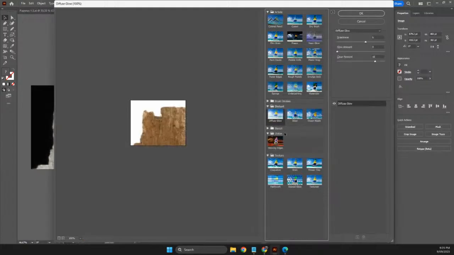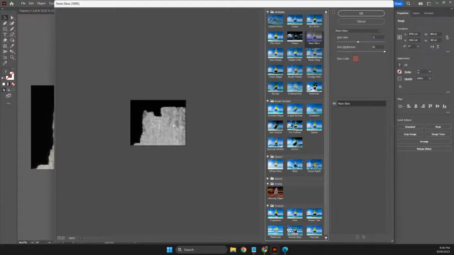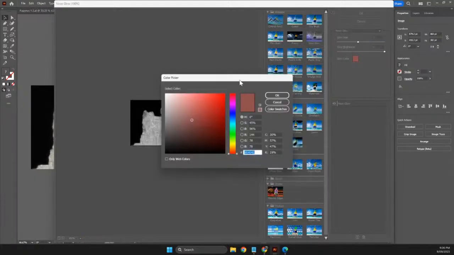Okay, distort. Brush strokes. No, not really helpful. I think the best one is the neon edges. Okay, so the plastic wrap, that might actually wrap around the letters. Not really. Okay, so we'll go back to neon glow. Okay, maybe I'll choose a different color.